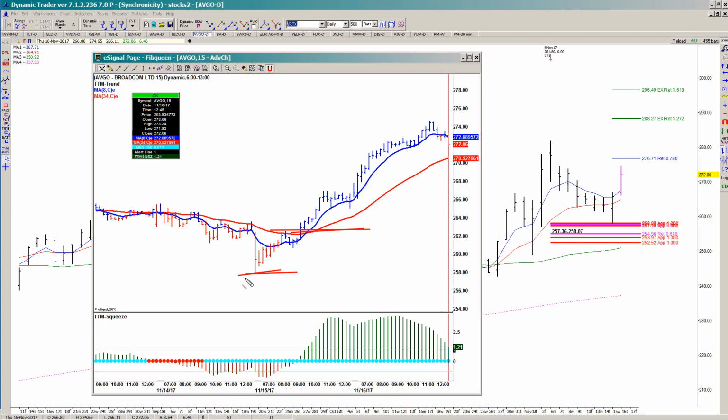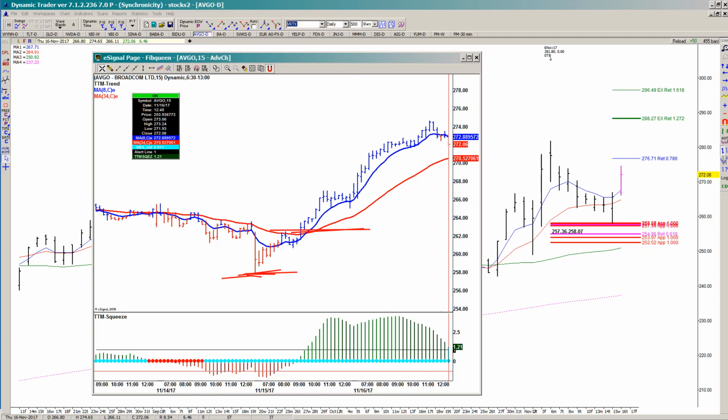And then your initial stop could have been placed either underneath this low that was made prior to your buy trigger, or underneath the low end of the zone, which would have been underneath 257.36. Okay, you just have to choose which way you're going to place your initial stops.